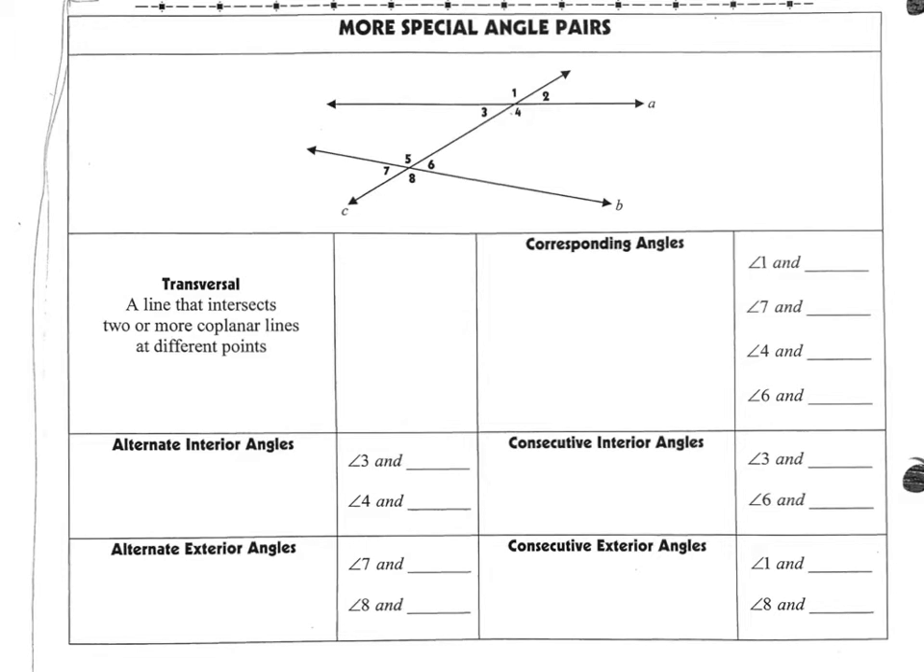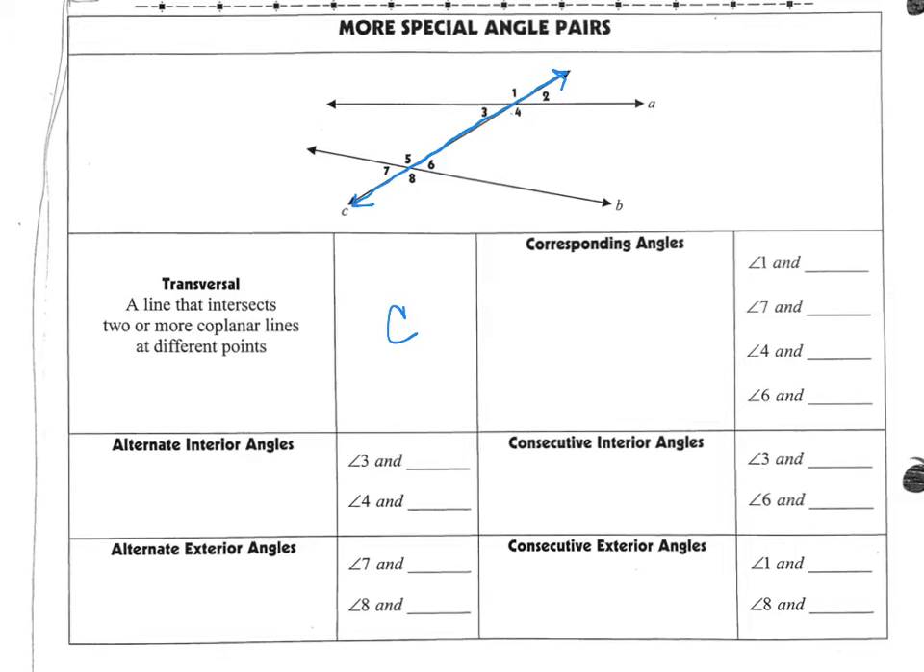Okay, so the first thing we talk about is a transversal. A transversal is a line that intersects two or more coplanar lines at different points. And so if we look at our drawing here, C is going to be our transversal. And now from that, we're going to be able to look at different sides, different angles, excuse me.